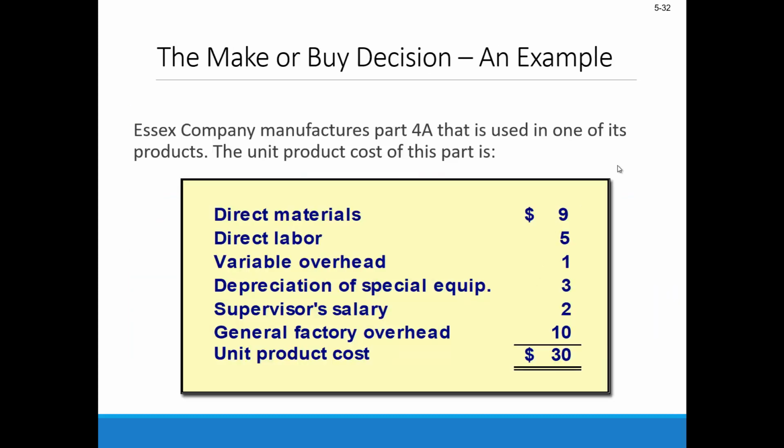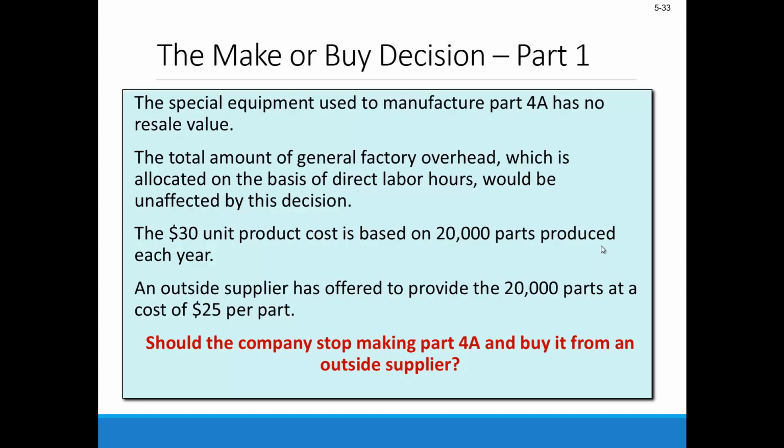So let's talk about a make or buy decision. We'll use a little example here. Essex Company makes this Part 4A used in one of its products. The unit product cost right now is shown here. Direct materials of $9 a unit, labor of $5, variable overhead of $1, depreciation of special equipment of $3, the supervisor's salary and general factory overhead of $2 and $10 respectively, for a total unit product cost of $30. So we're going to talk about which of these costs become relevant in this type of decision and which would be less relevant.